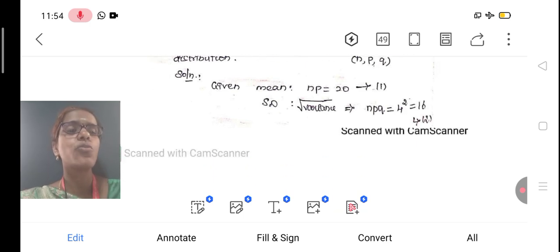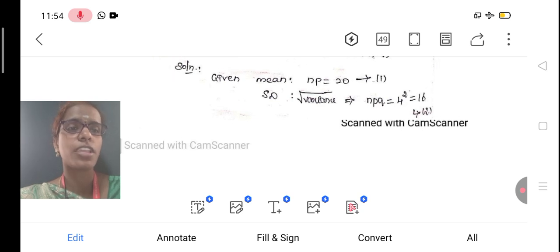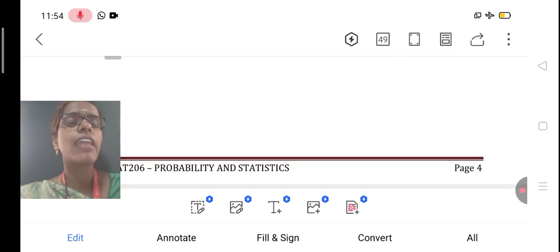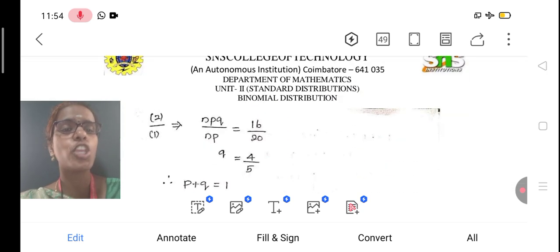So npq equals 4 square, which is 16. Why are we taking the square on both sides? Because we need to cancel the root over the variance. Now we are getting two equations. As usual, you just solve them and find the values of n, p, q.